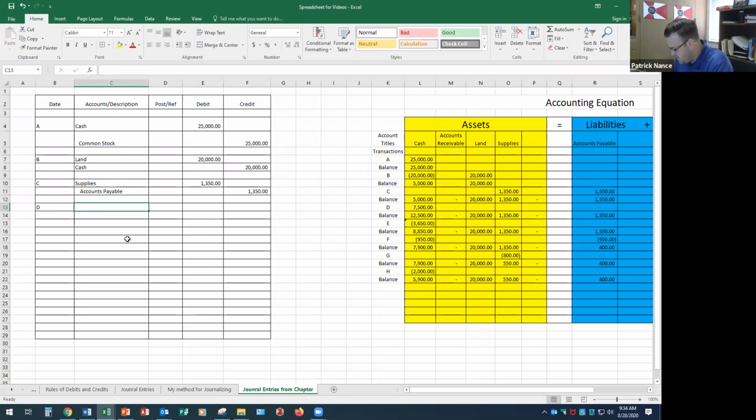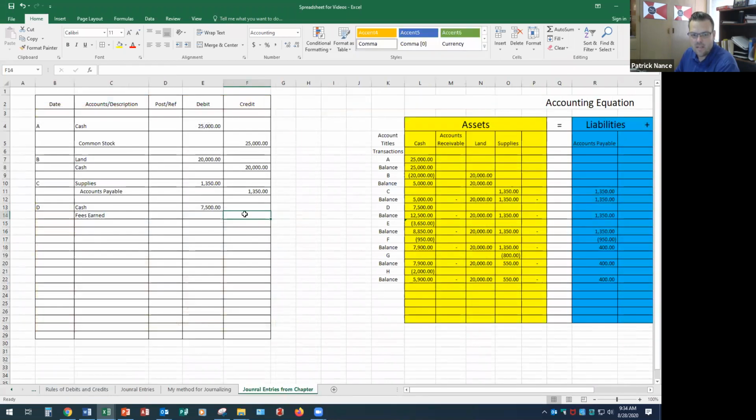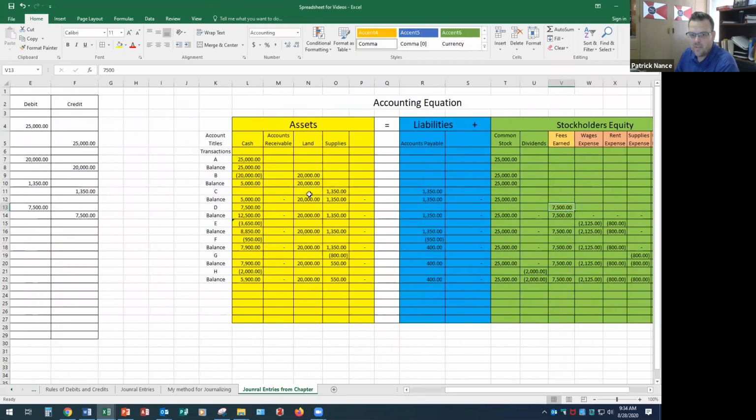Transaction D: Net Solutions received cash of $7,500 from customers for services provided. I received money, so that would be cash. We received it, so that means it went up, and it's an asset, and I increase an asset with a debit. And it's a revenue, and their revenue account is called fees earned. A revenue account goes up with a credit, and I earned this money, so it's an increase, $7,500. You can see that's what we did over here too. There's my increase for fees earned and my increase for cash. Next transaction.